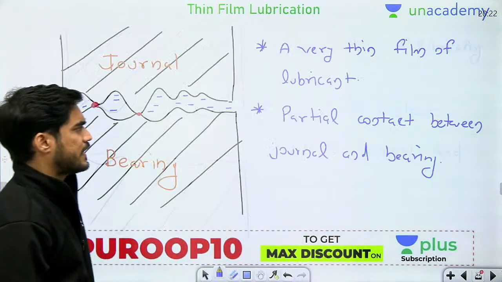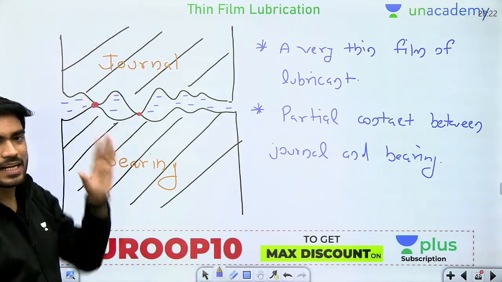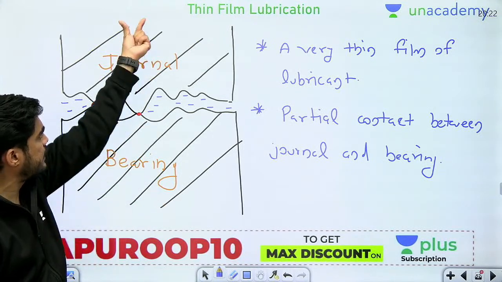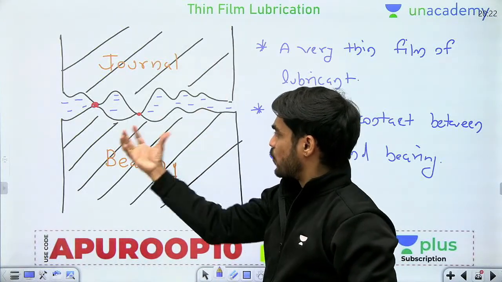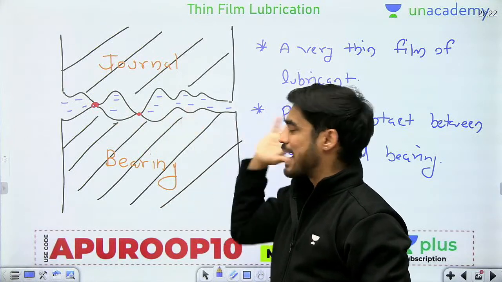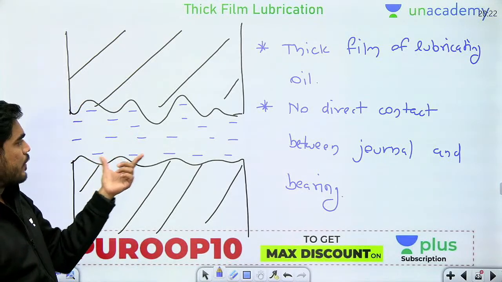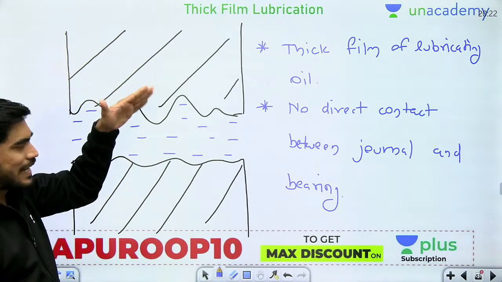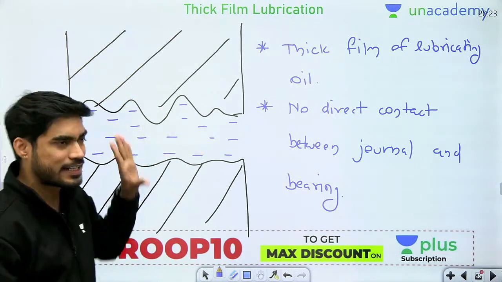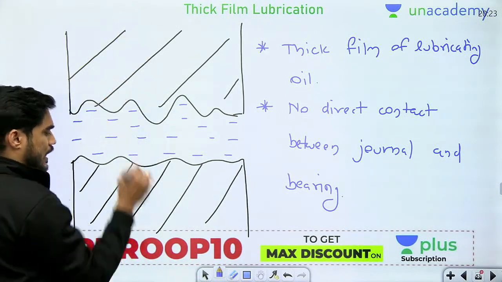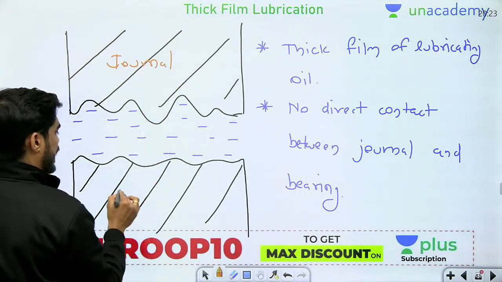Now the question is, in this case, the bearing surface is in direct contact with the journal, so the load of the journal is directly supported by the bearing surface. But in this case, there is no direct contact between journal and bearing. So beta, the journal is in the air, not in the air exactly. The journal is supported by this lubricating oil. Whatever load of the journal is, it is supported by this lubricating oil.